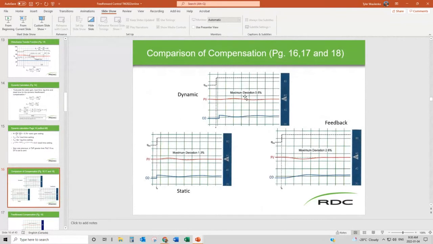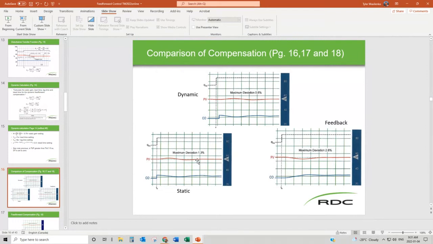If we look at the comparison between straight feedback, dynamic feedforward, and static feedforward, this is really designed to show you the benefits of the systems as we advance into these more complicated strategies. For feedback, down here on the lower right, we have a disturbance. Our controller reacts. It overshoots a little bit, as does our process variable. In a feedback loop, based on that disturbance upset, we've got a deviation of about 2.6%, which isn't significant, but it can be better.